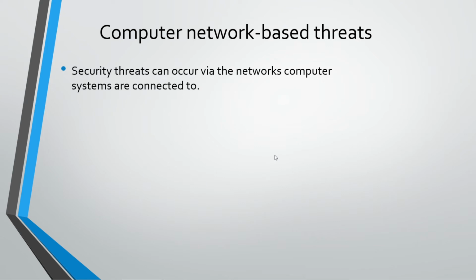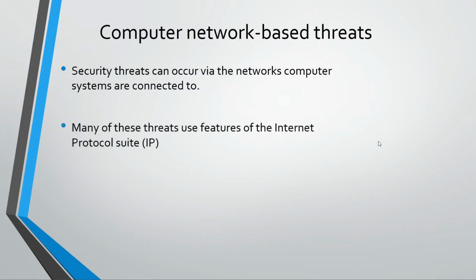So, with computer network-based threats, obviously security threats can occur via the actual internet or network. That's one of the main ways of doing it because obviously it's a lot easier to do it over a network system than it is to physically go in and do things like social engineering that I talked about last week. Obviously, the way that they do this is through features of the Internet Protocol Suite, so IP addressing.